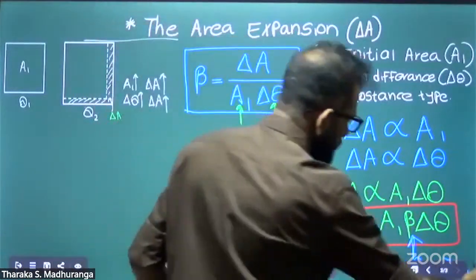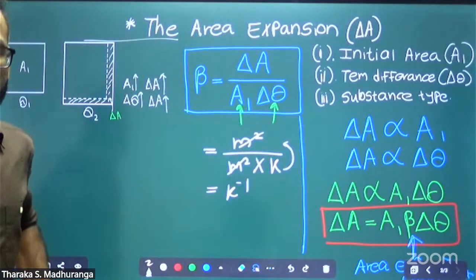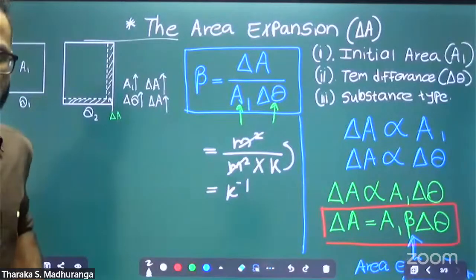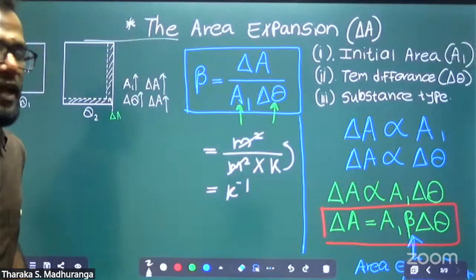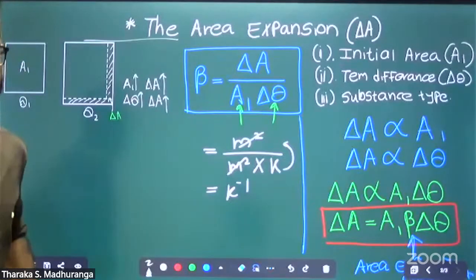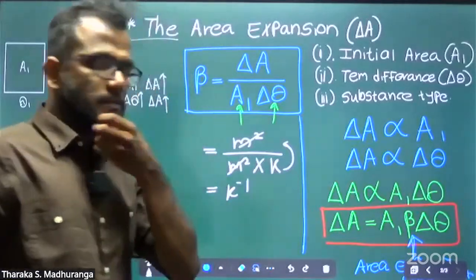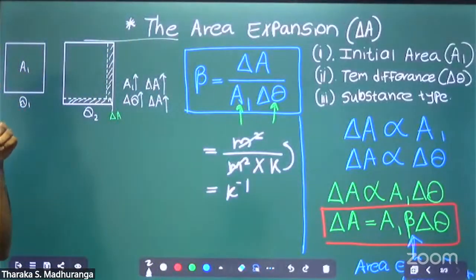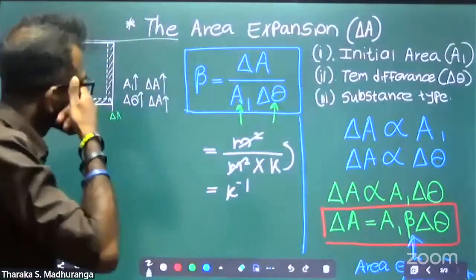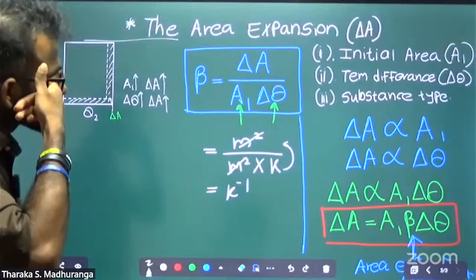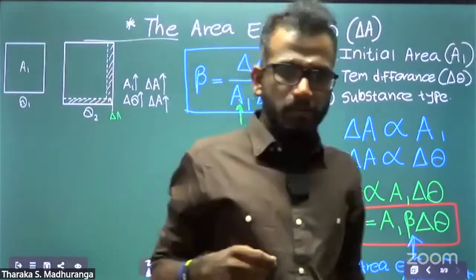Okay, write down the subtopic: the area expansion coefficient, within bracket beta.